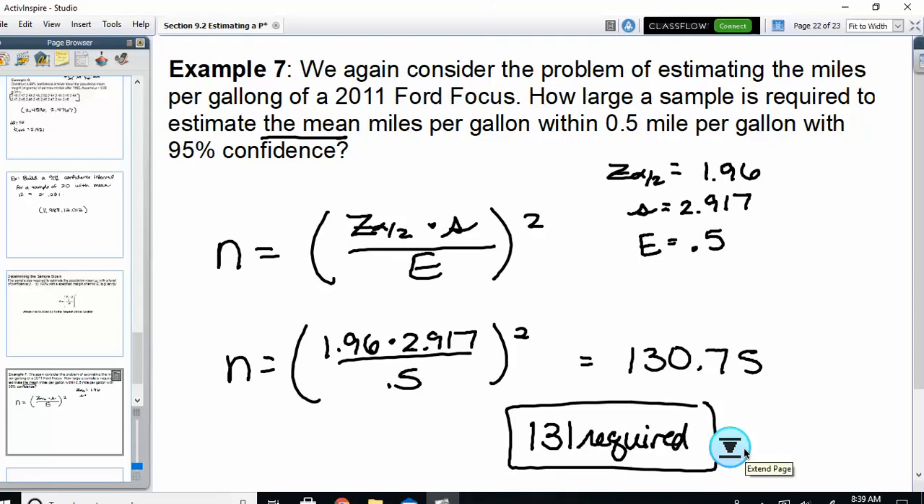Again, it's important that I know what you're plugging in. If you had rounded your standard deviation to 2.92, for instance, you would have come up to 132 required. So you might be off by 1 depending on how many decimals you keep, so please write your work so on a test I know how you got the answer you got, okay? Any questions?